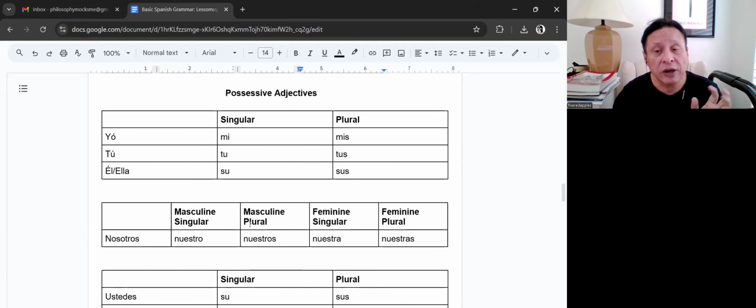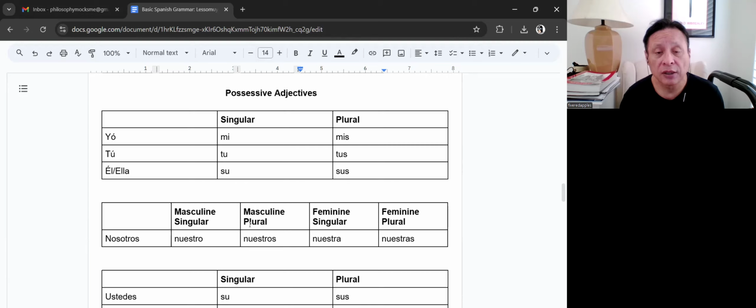Okay, su, very important to remember su. Su is going to be very useful for us. It's very good because it's going to cover a lot of the other possessive adjectives. Corresponding to él or ella, either one: su hermana, his sister or her sister, depending on context. Sus hermanas, his or her sisters. And su can be hermano, su hermano.